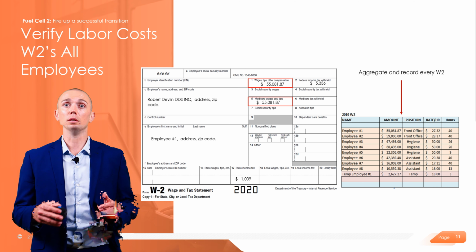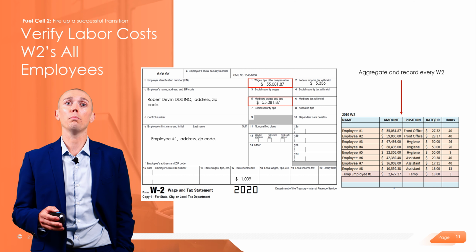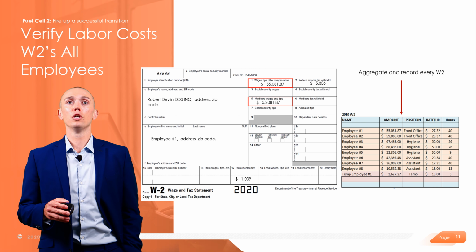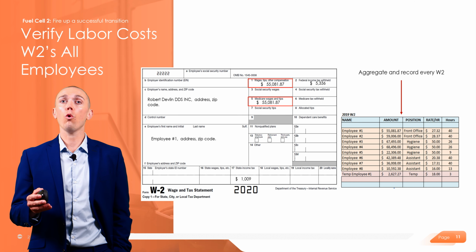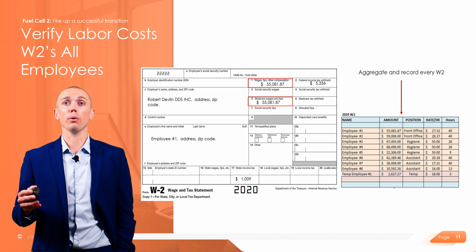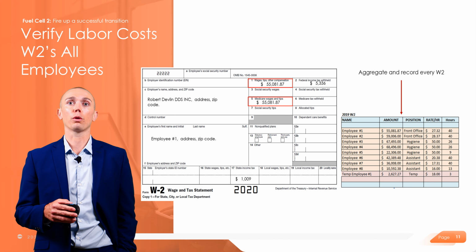And additionally, Box 5 is the total amount eligible to be deducted by the employer on their corporate tax return. So next we're going to aggregate all the employee W-2s and record their total amount from Box 5, and we're going to record their position, their hourly rate, and the number of hours they work per week.